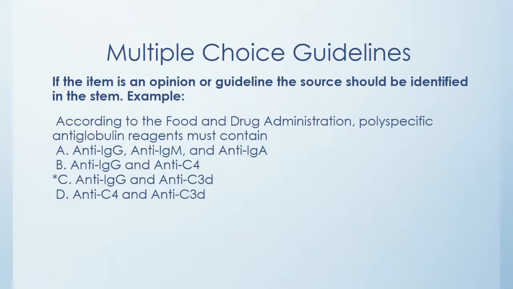And then if the item is an opinion or guideline, the source should be identified in the stem. This is particularly relevant because it could be like according to CAP, according to the FDA, that kind of thing, because the guidelines might differ depending on what agency is publishing the guideline. So for this one, according to the FDA, polyspecific antiglobulin reagents must contain anti-IgG and anti-C3d. So it depends. You need to put in who's making that guideline.